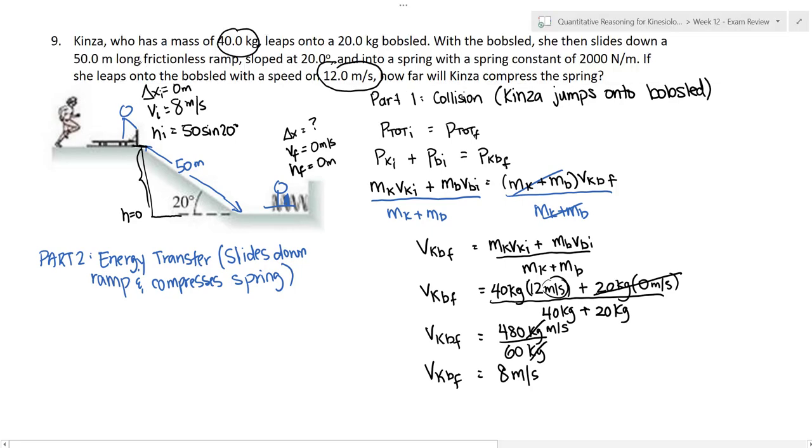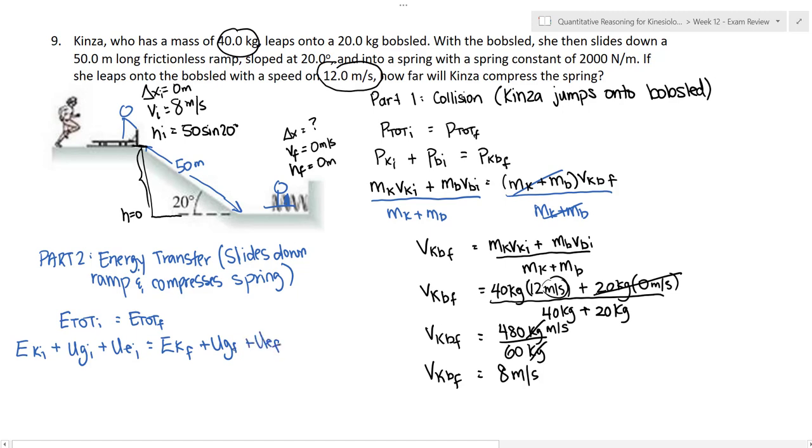Okay, so now we know all of the values, so let's start writing out our energy equation. Conservation of energy states that the total energy initial is equal to the total energy final. So let's write down all of our types of energy. Kinetic, gravitational potential, and elastic potential. All of those initially equal the same types of energy final all added up together.